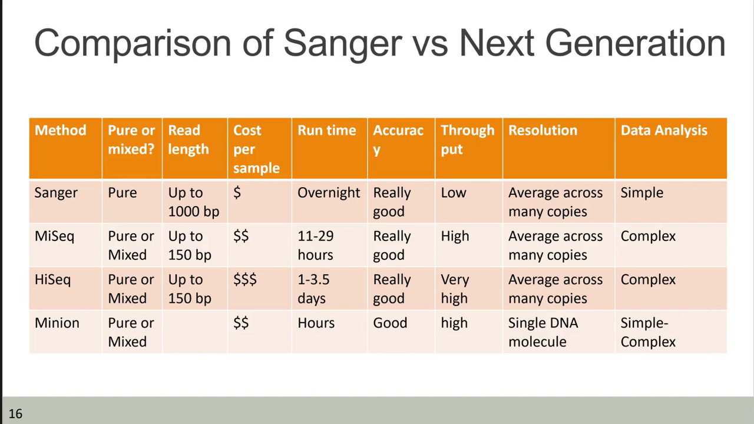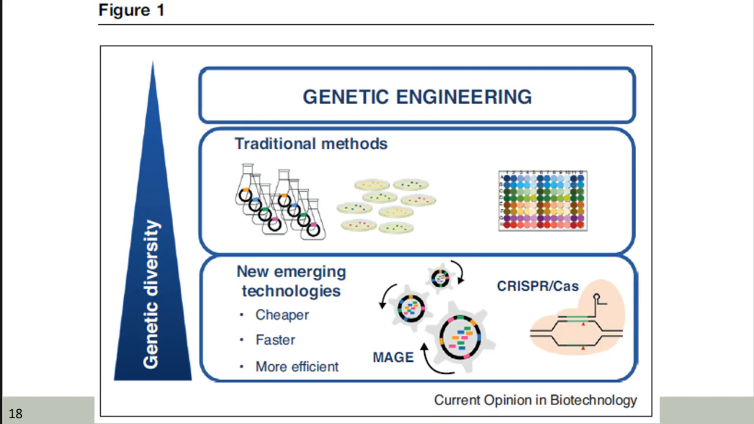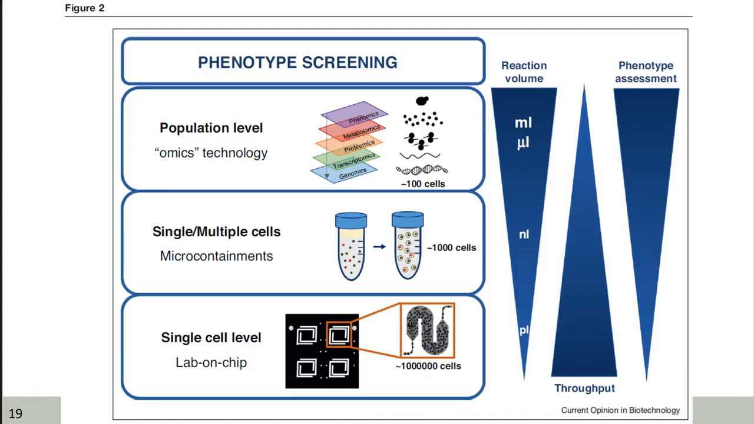Okay, so you remember how I said this is going to be a short video? I am almost done. So the paper that you read was High Throughput System-Wide Engineering and Screening for Microbial Biotechnology. I'm going to ask you a few questions about this in the quiz that you're going to have, but I'm not going to talk about it anymore. For your reference, I'm going to include the images from the paper so that you can refer back to these on the exam, but I'm not actually going to discuss them here. We'll discuss them really briefly in class, so hopefully you come to me with some good questions.